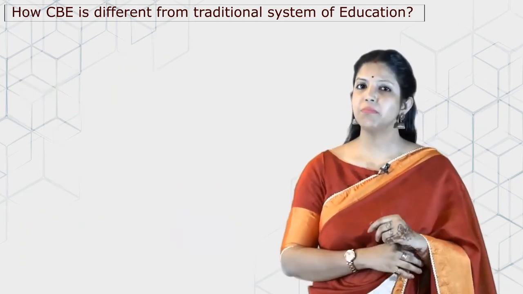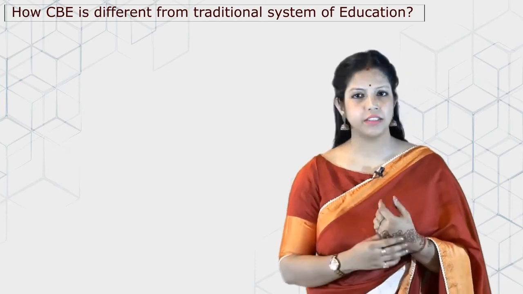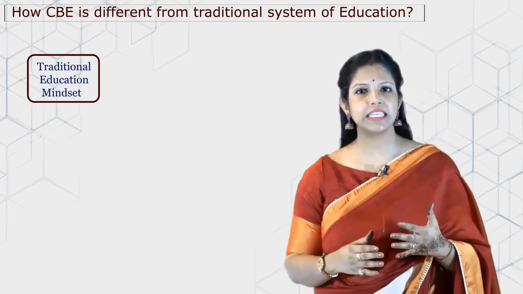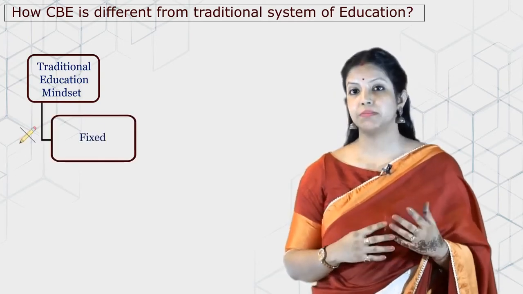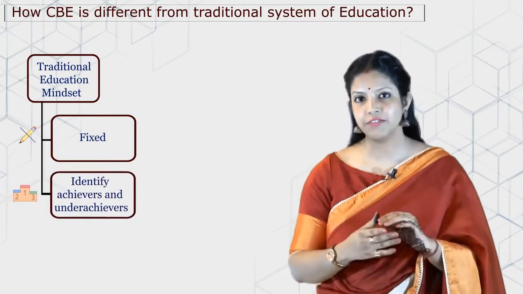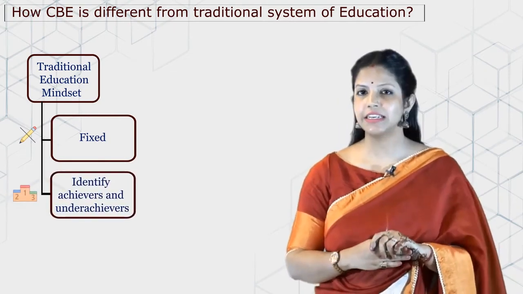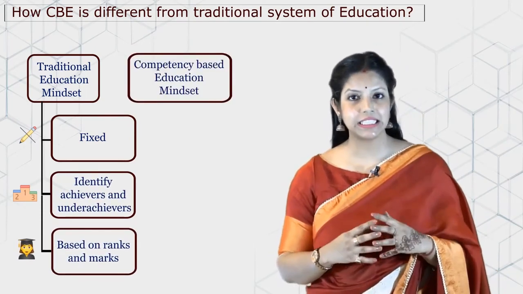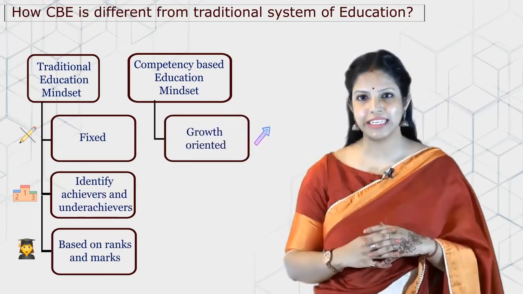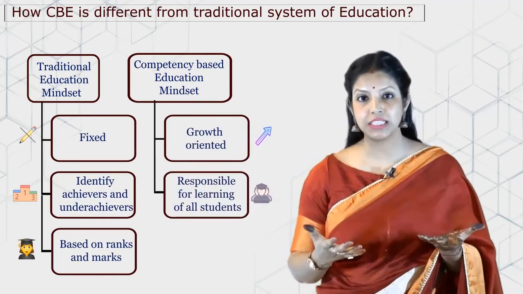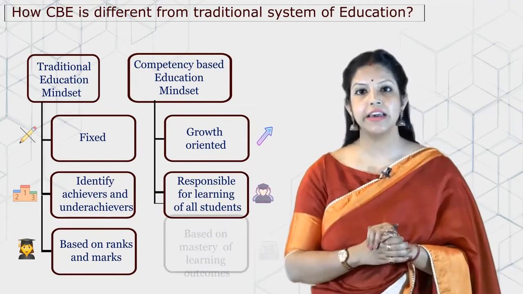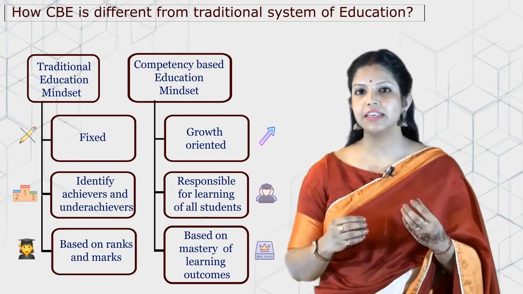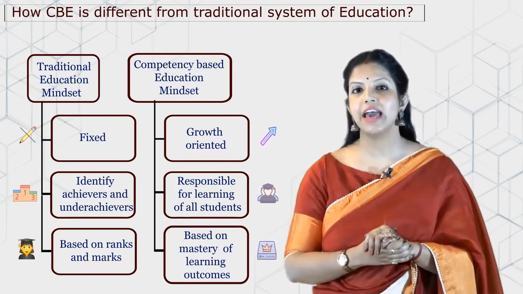Mindset. Is mindset of educators and learners different in the two systems? Traditional education is based on a fixed mindset. It is practiced to identify achievers and underachievers in class based on ranks and marks. But competency-based system is based on a growth-oriented mindset. It takes responsibility of all the students in mastering learning outcomes. It is more responsive and commits to continuous improvement and performance.